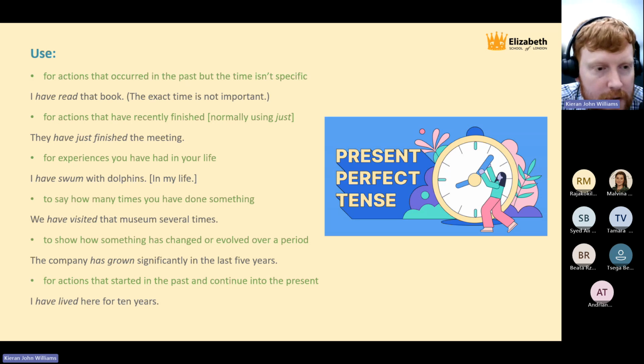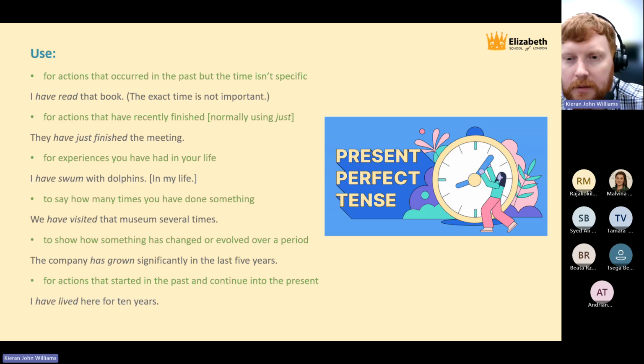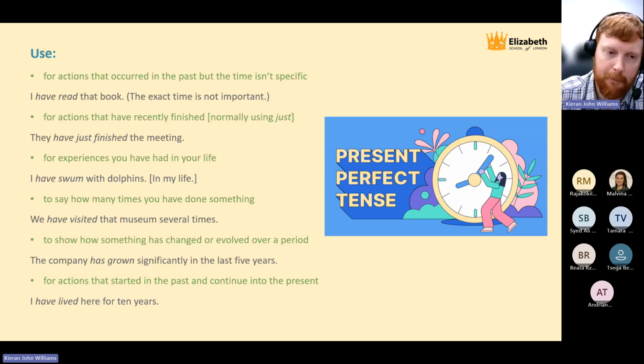Okay. Another situation is when you talk about something that has recently finished. So maybe 1 minute ago, 10 minutes ago, an hour ago. And it's normally when you're using the word just. Okay. So maybe you see people coming out of a room and then you say to your colleague, they have just finished the meeting. Okay. It finished 10 seconds ago, something like that.